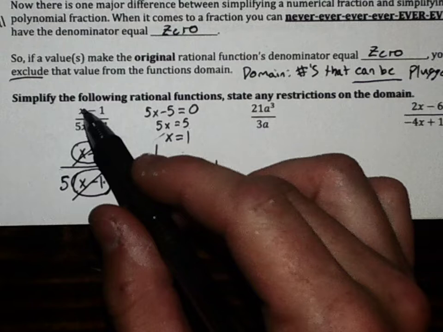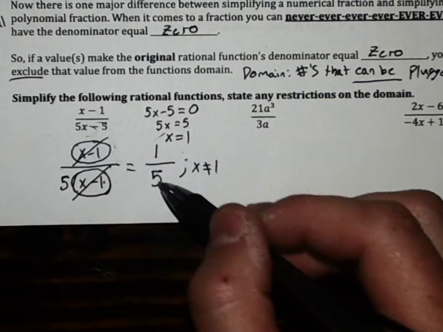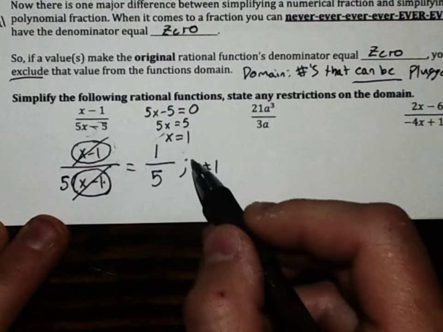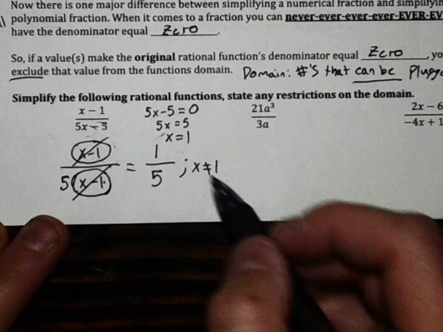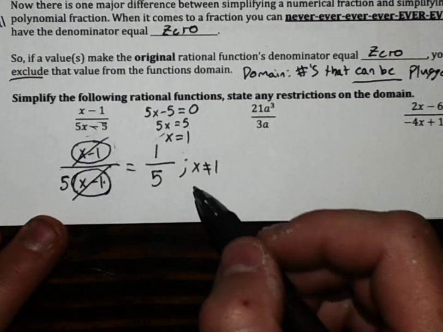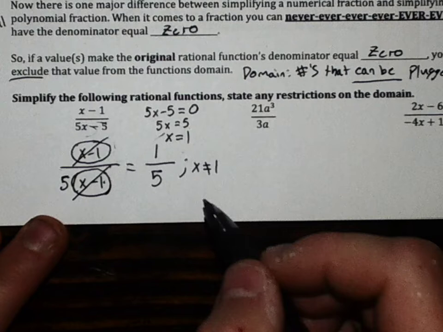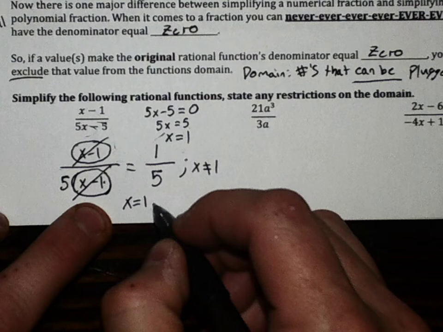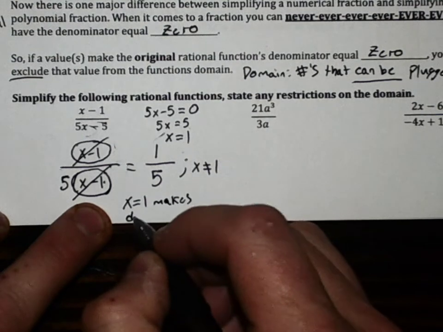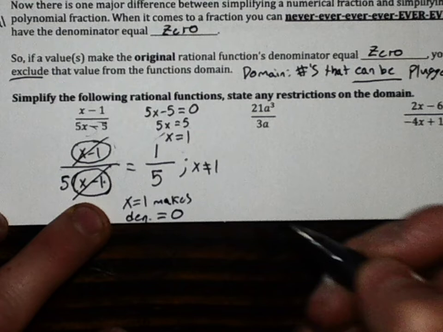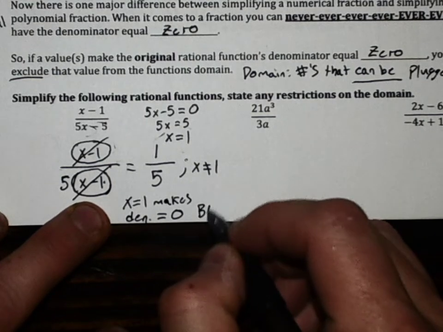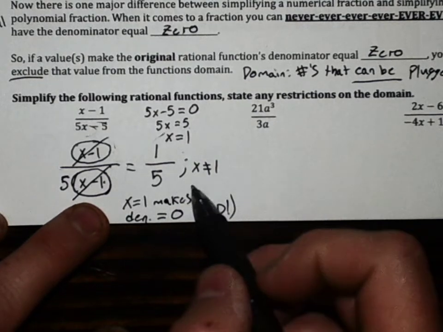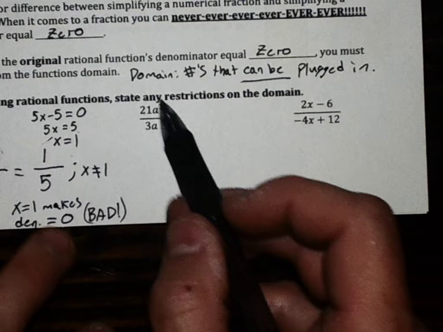So this fraction reduces to 1 divided by 5. However, this statement is extremely important, that x cannot equal 1. The reason it cannot equal 1 is because it makes the denominator 0. And x equaling 1 makes the denominator equal 0, which is bad, which is very, very bad. You cannot have that. So you must exclude it. So let's try the next one.